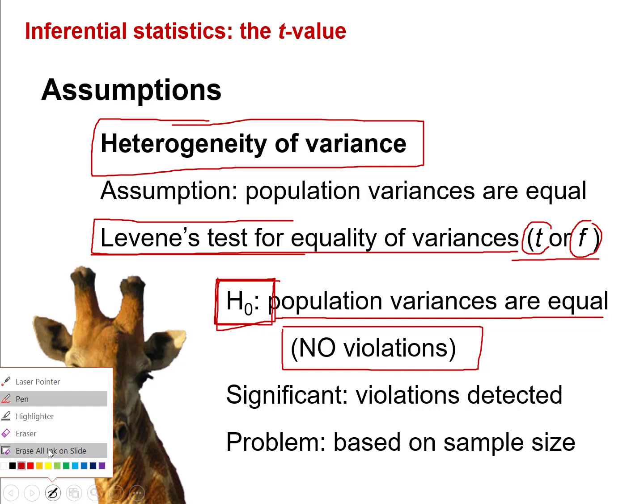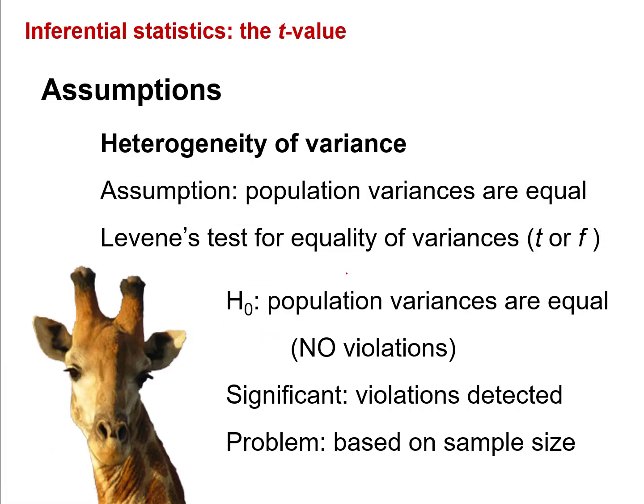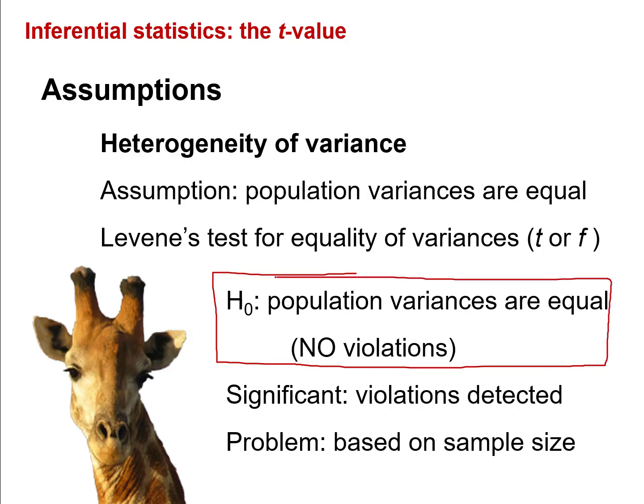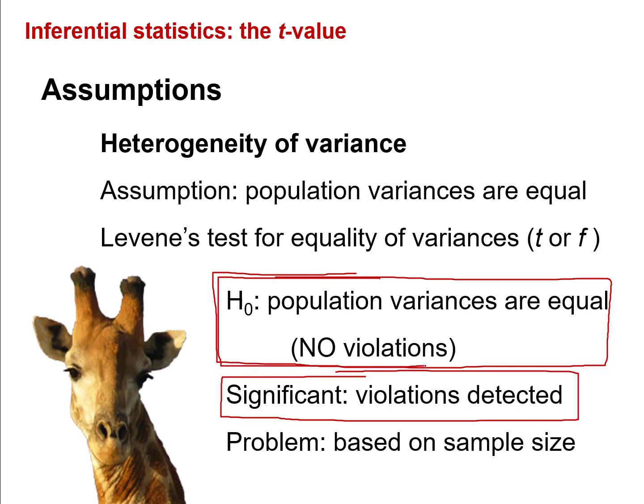And again, this is the funny thing. We actually want the results to be non-significant, because if they're non-significant, it means we have not detected any violations. But if they are significant, that means we had a big enough sample to detect a problem with heterogeneity of variance. It means we have detected a violation. So in this case, non-significant means we have not detected any violations. Significant means we have detected violations. So we want results to be non-significant because that means we did not detect any violations.